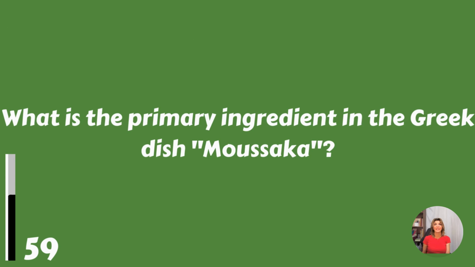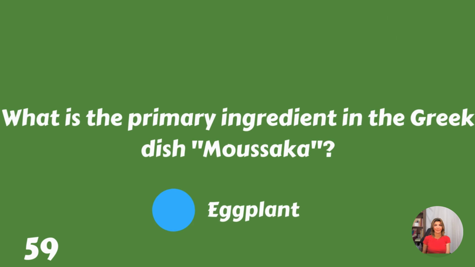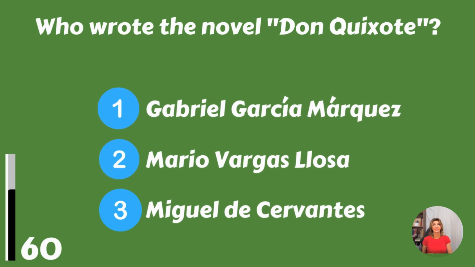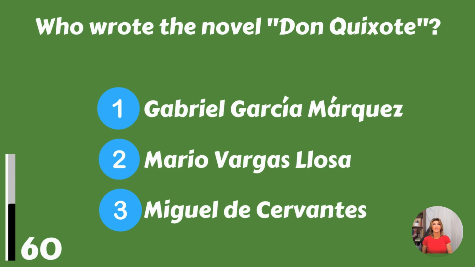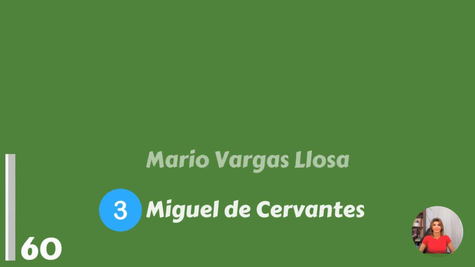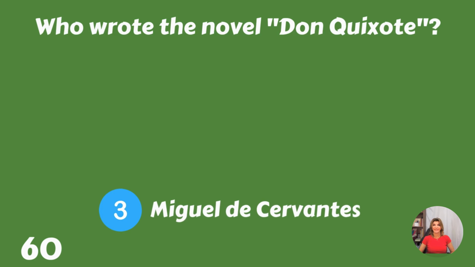What is the primary ingredient in the Greek dish moussaka? Eggplant. We are at question 60. Who wrote the novel Don Quixote? Gabriel Garcia Marquez, Mario Vargas Llosa, or Miguel de Cervantes? Miguel de Cervantes.